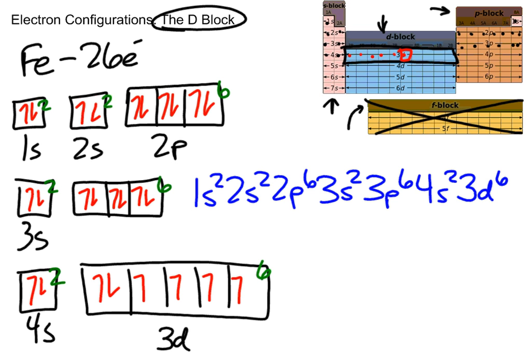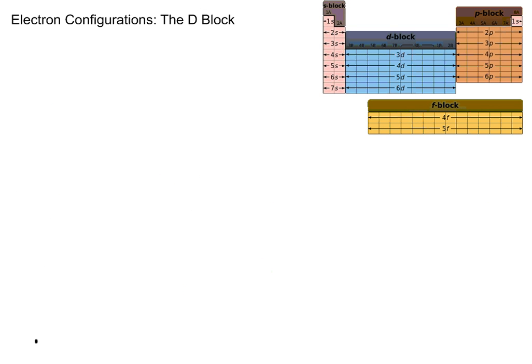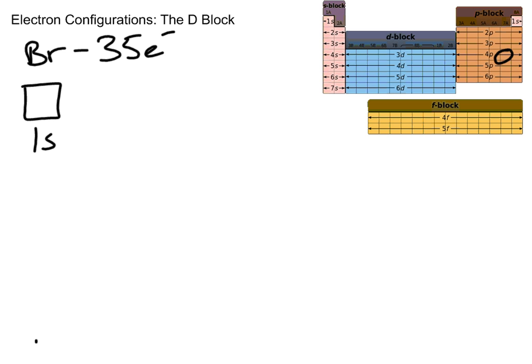Okay, next, let's look at an element that we would have to pass through the D block in order to get to. So let's go ahead and pick bromine. It's a halogen. So bromine, our halogen, has 35 electrons. Okay, bromine is located right here. Okay, so that's where my halogen is. Okay, so I have 35 electrons. I'm going to make my orbital diagram. Here's my 1s. Okay, I'm going to go ahead and pause the video and make all the orbitals.